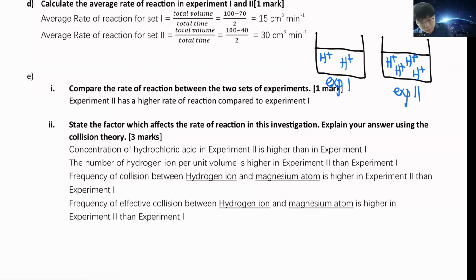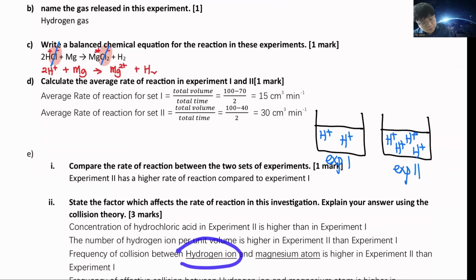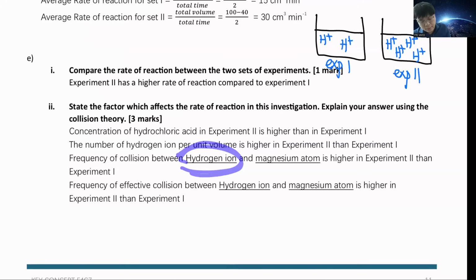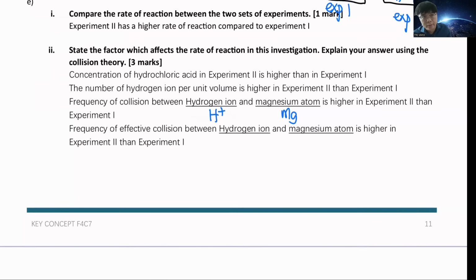After that, the frequency of collision between the hydrogen ions, because the colliding is between H plus and Mg. So you write hydrogen ion and magnesium atom. So this is the exact answer you need to write in the actual exam. Please make sure you write every word here because the examiner marks very strictly. Example, let's say you write hydrogen ion, you forgot to write magnesium atom, you write magnesium also 0. Okay, you must mention who collides with whom. Hydrogen ion collides with magnesium atom. Okay, then the frequency of effective collision increases, so the rate will be higher, then the reaction will be faster.